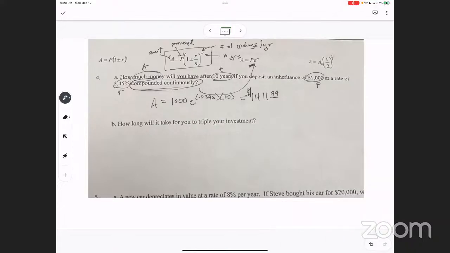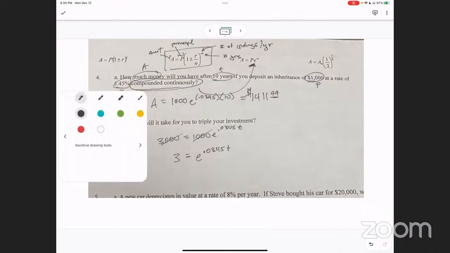How long would it take for you to triple your investment? Well, to triple it means that my A would be 3,000, because that's 3 times 1,000, right? And how long would it take? Well, your interest rate is 0.0345, and now you want to find out how many years it would take to do that. So divide both sides by 1,000. 3 equals e to the 0.0345t.